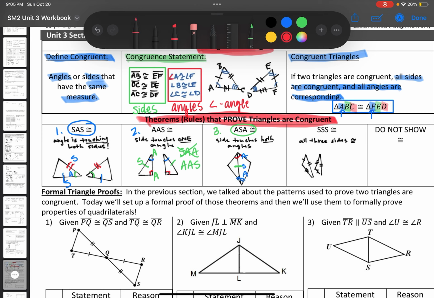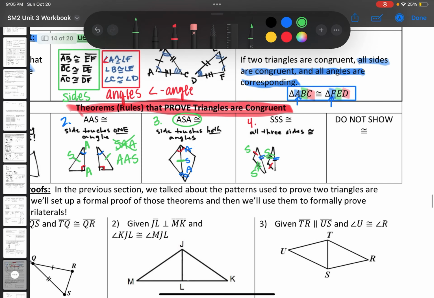And then our fourth one is side, side, side. If you can show that three corresponding sides are congruent, that means your triangle is congruent. Looking at this one, this side is the same, these two sides are the same, and this last side is the same. The order is side, side, side. That one's easy to remember.